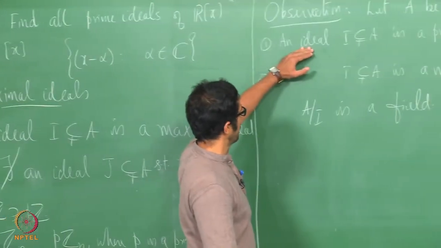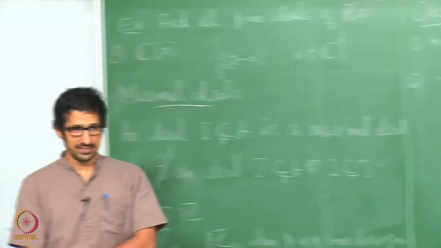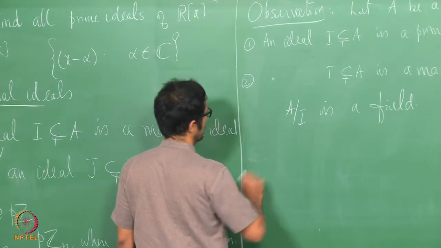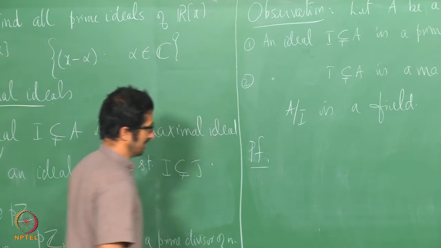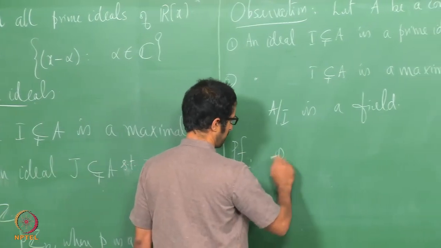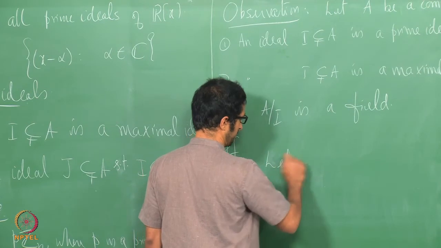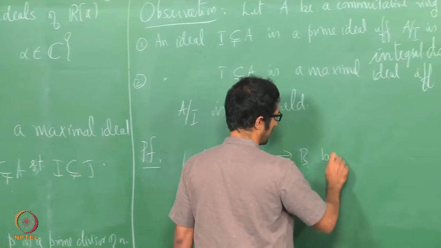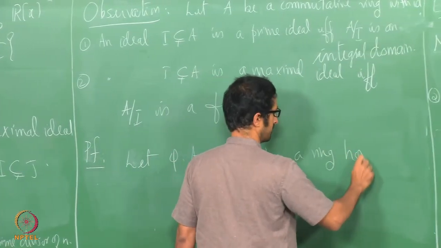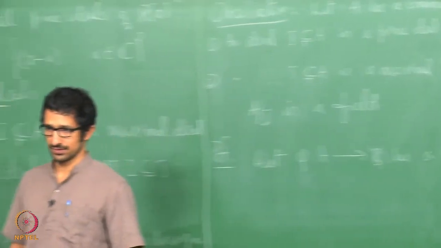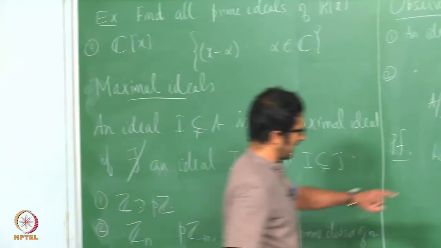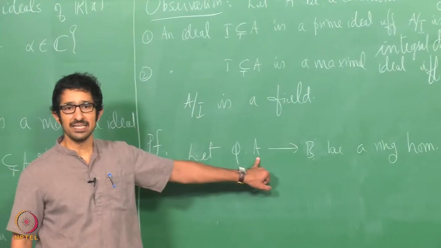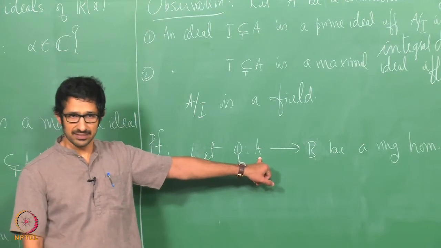For this, we need one more simple observation. This is a sketch of the proof. Let phi from A to B be a ring homomorphism. If I take an ideal here, its inverse image is an ideal here. This we saw in the last class.